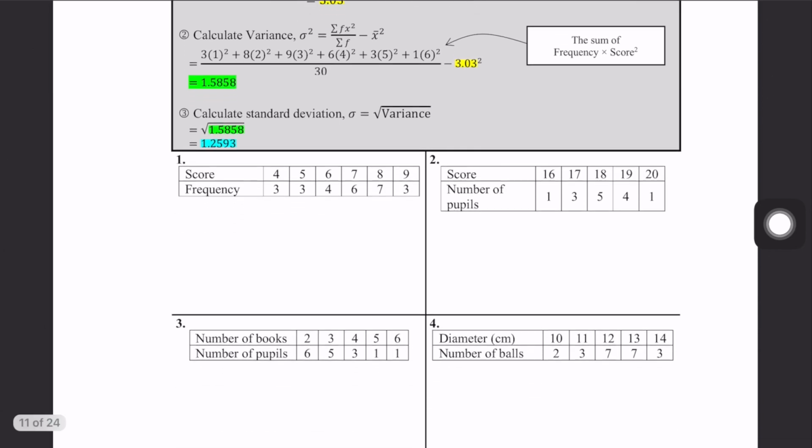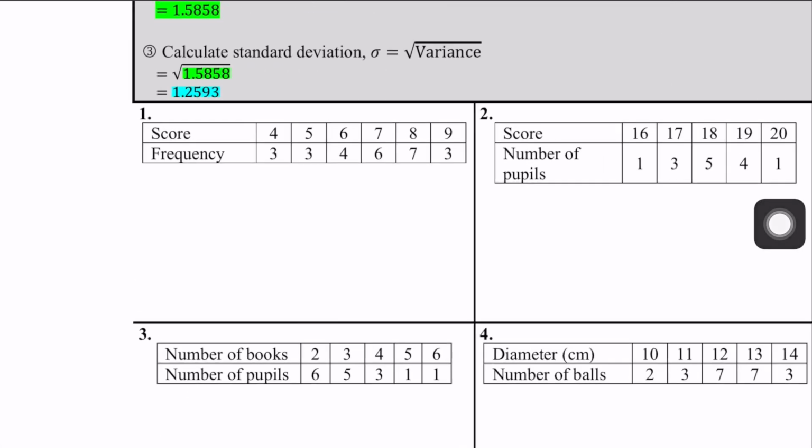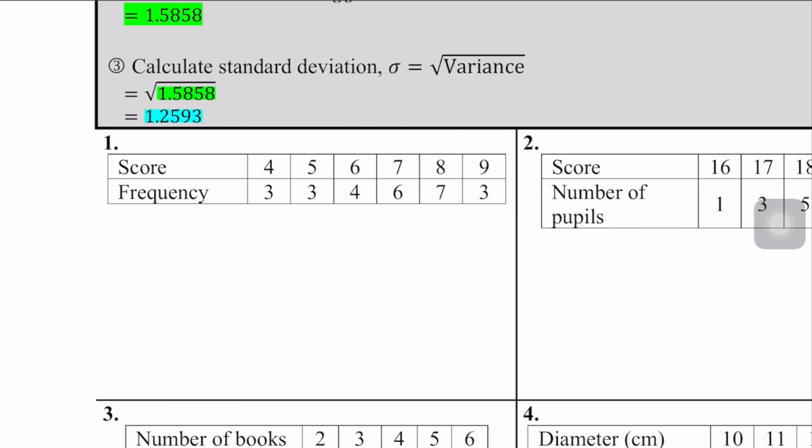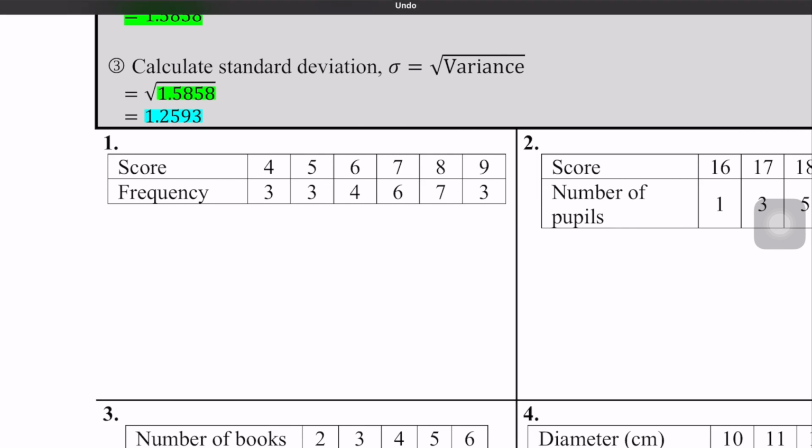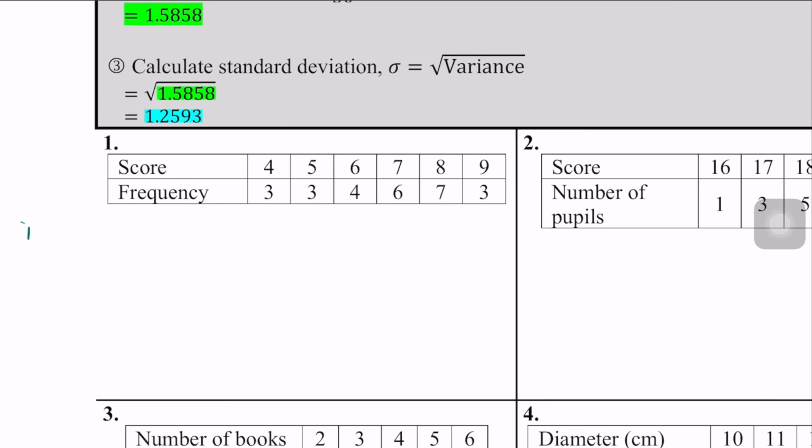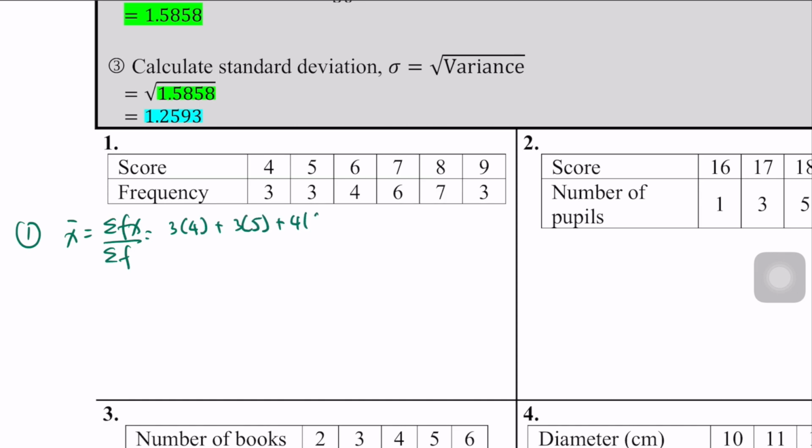Let's do question number 1 together. The first one, mean: x bar equals summation of fx divided by summation of f. So we need to multiply frequency and the score, then divide by summation of f. So we have frequency 3, 4 plus 3, 5 plus 4, 6 plus 6, 7 plus 7, 8 plus 3, 9.